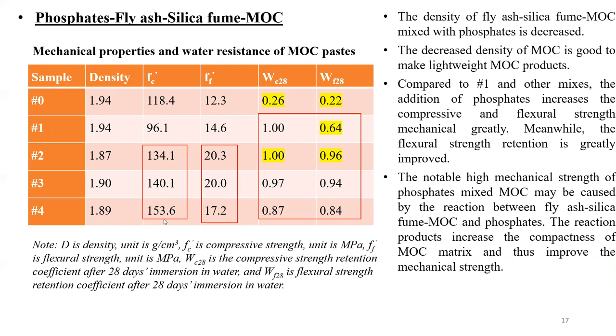As we can see, this is the pure formula without adding anything. The water resistance for compression is 0.26 and for flexural is 0.22. After adding these different phosphates, we can see the value for the compressive strength, which was actually quite high, increased quite significantly. The flexural strength also increased, but quite stably.